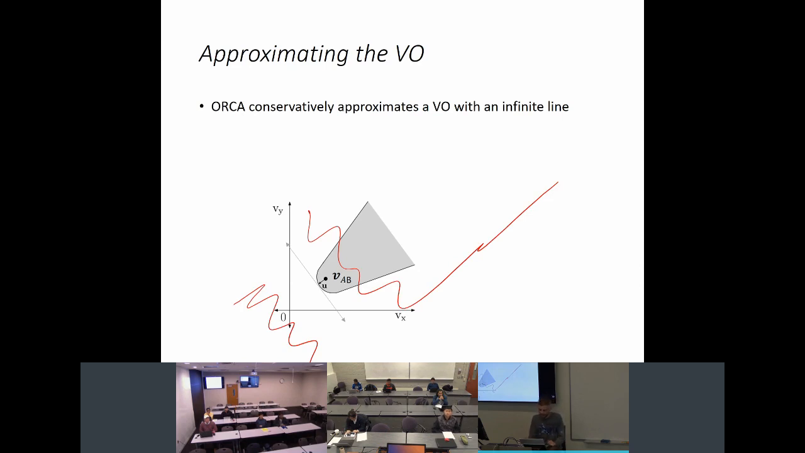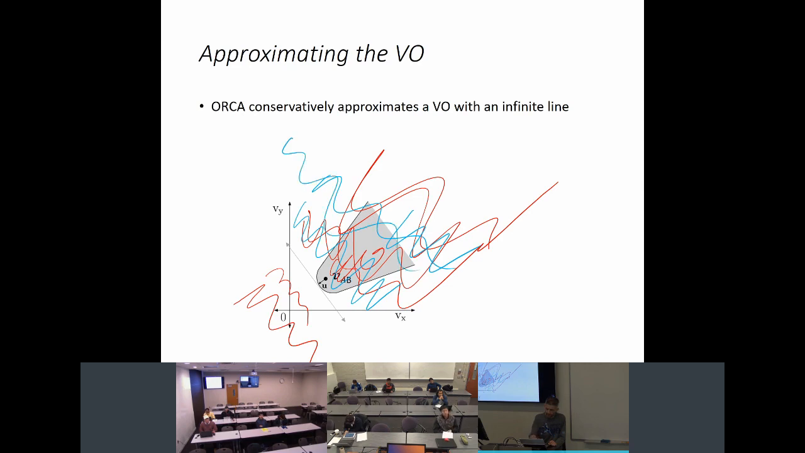Any relative velocity to the right is forbidden. So anything here is forbidden. And anything to the left, so anything in this kind of region, is safe to take. Right? So that's an approximation that ORCA is doing. Instead of having a cone to denote the velocity obstacles, I'm actually going to have a half plane. So instead of having only these velocities over here, ORCA assumes all of these velocities are not, relative velocities are not safe to take, right?